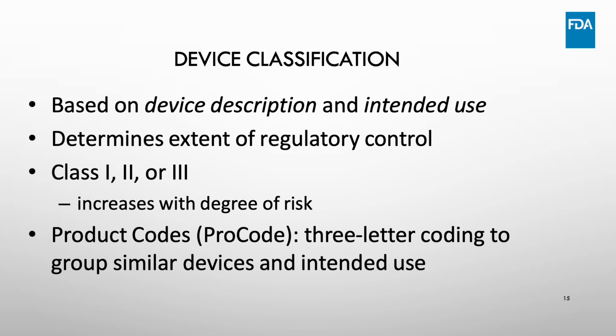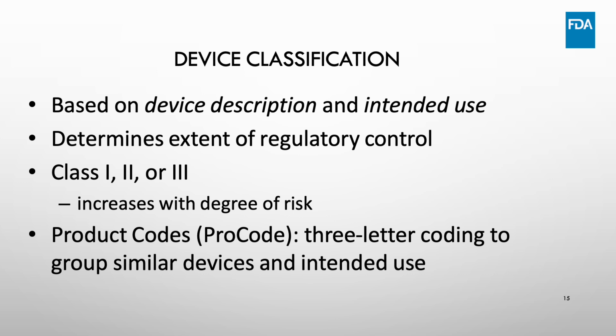FDA classifies devices, or more accurately, device types, in order to identify the degree of regulation for that product area. Classification is largely based on two factors: the device description, that is, its physical characteristics, and second, the intended use. As a result, in order to fully understand your device's classification, you need to identify both the device description and intended use. FDA classifies devices into Class 1, 2, or 3.